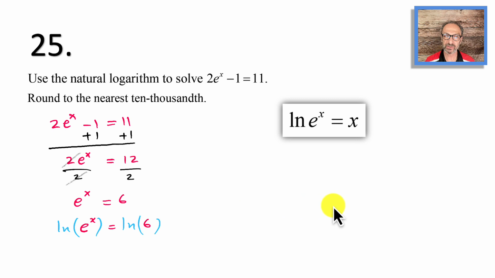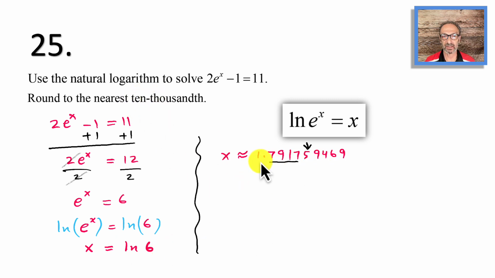Apply ln to both sides. Bring x down, ln e is 1. Or think about e and ln cancel, and x becomes by itself. x equals ln 6. Use the calculator because we need to round. I have the following. 5 is too high. 5 or up, we round the digit to the left up by 1 unit. So this becomes 1.7918. And that should do it.